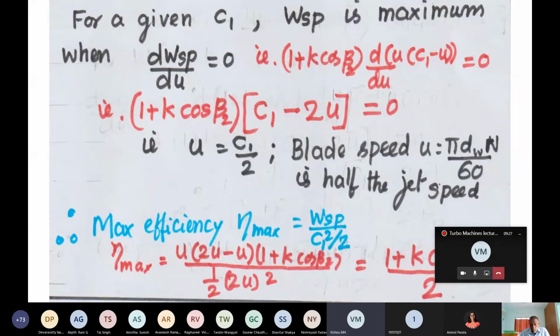Suppose the velocity of U is equal to something, what will be the energy transfer?